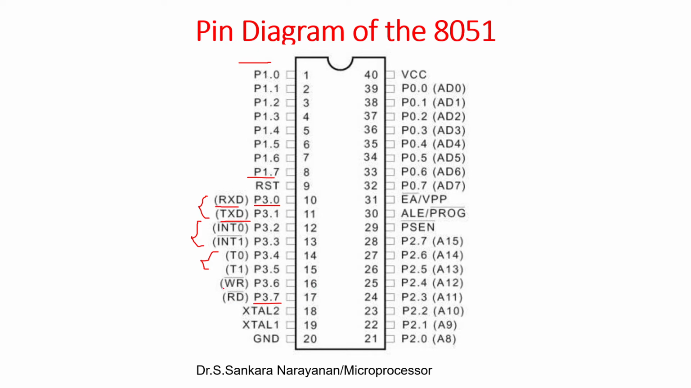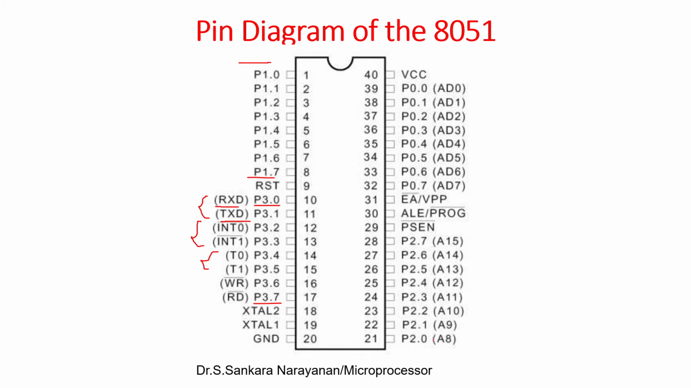The write signal is used for writing data into the microcontroller. Read means reading data from the microcontroller. And pin number 18 is for crystal oscillator signals. As I told, the 8051 contains an on-chip clock oscillator, so we have two signals related to the crystal oscillator, XTAL1 and XTAL2. Then pin number 20 is the ground signal.